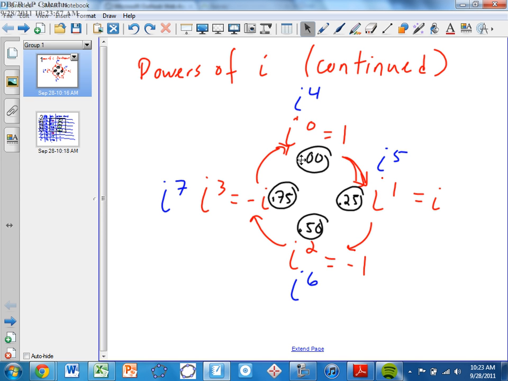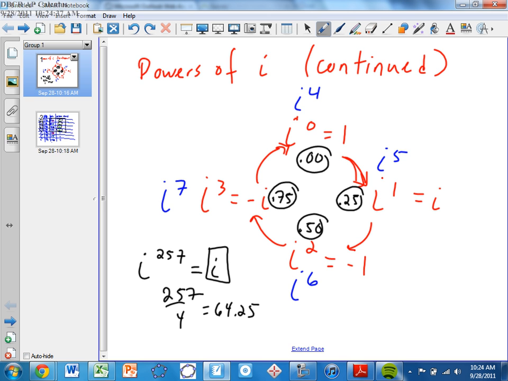So if you pick a value, let's do an example. If we said i to the 257th, who has a calculator in front of them and wants to check for us? Let's do 257 divided by 4 and tell me what the decimal is. 64.25. Where is the 0.25 located? Next to the i. So that means that i to the 257 is just i. So all you need to do is find the decimal part.